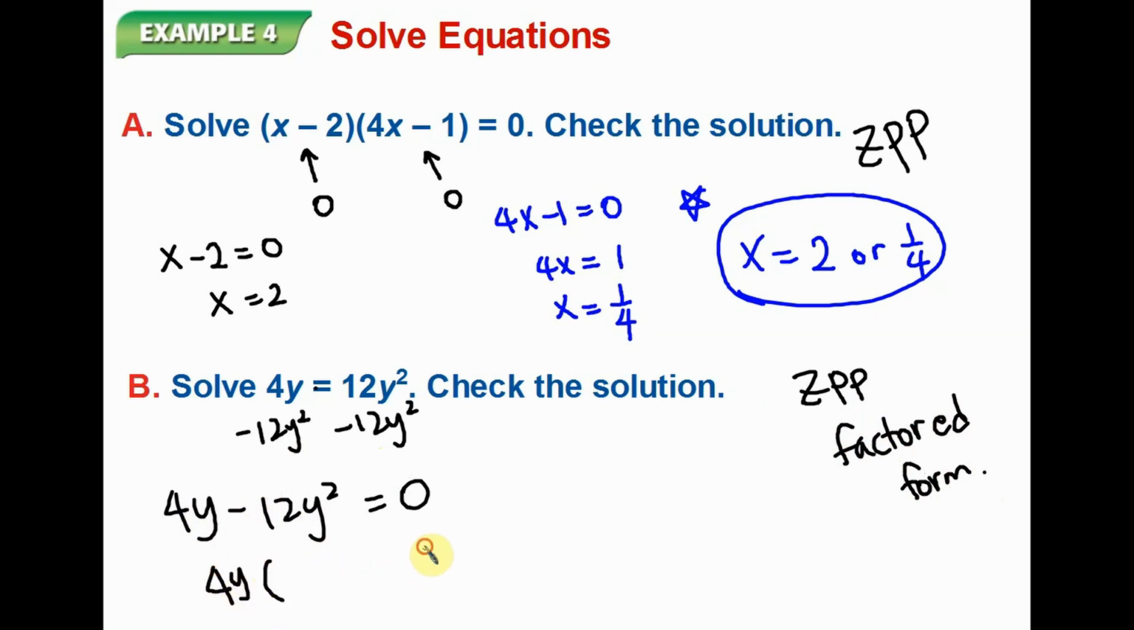So 4y times 1 will get you 4y. 4y times negative 3y will get you 12y squared, and that will equal 0. Now this is a perfect condition to use the ZPP. So we're going to say if I had this one equal to 0, 4y equal to 0, then my product could result in 0 at the end, which makes y equal to 0.